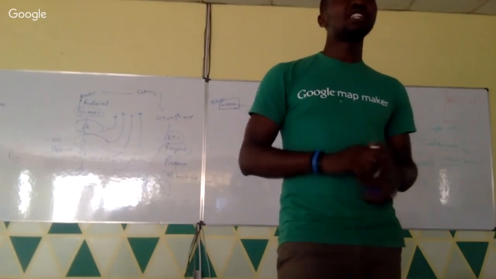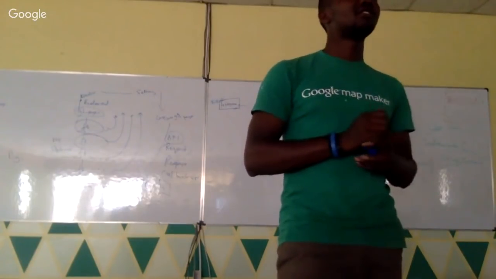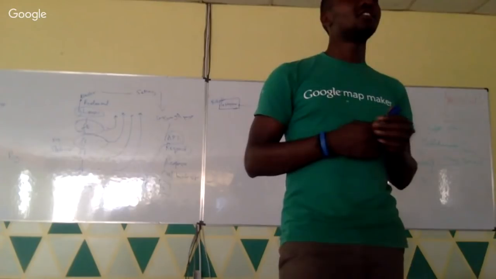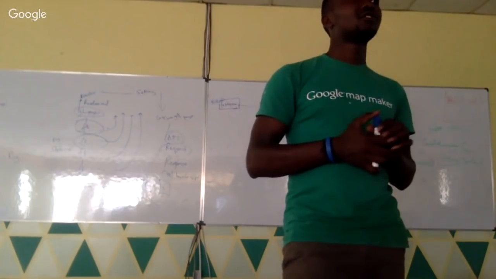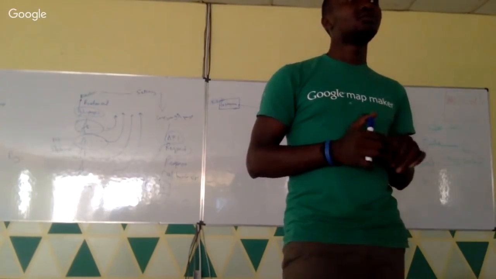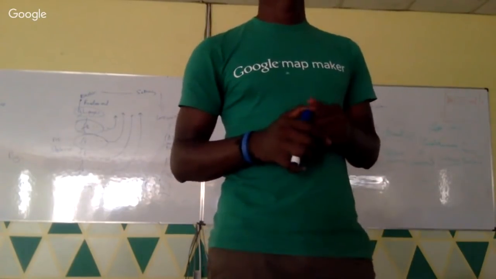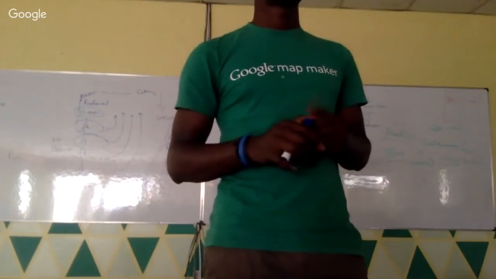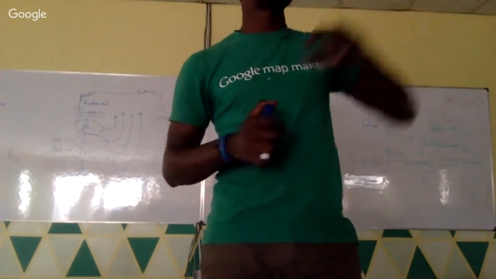Now the question is, how is that mapping being done? Okay. Basically, how does it work?